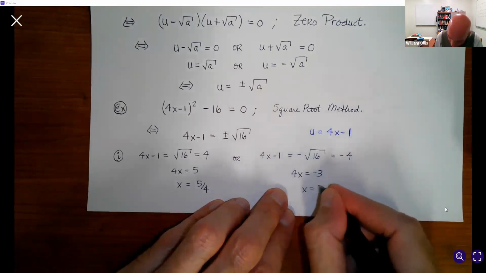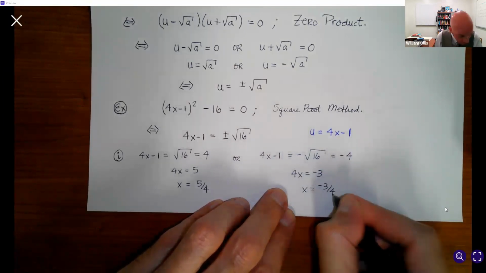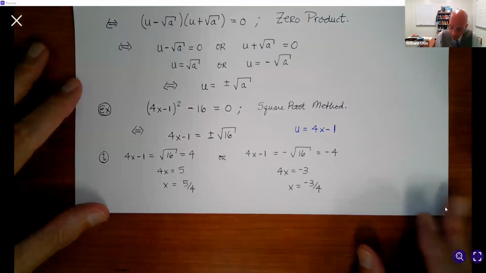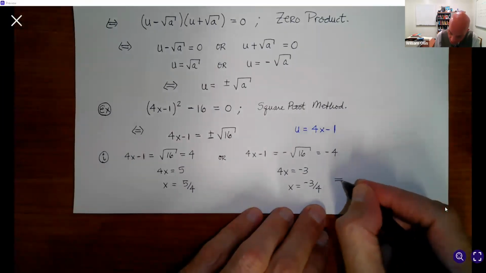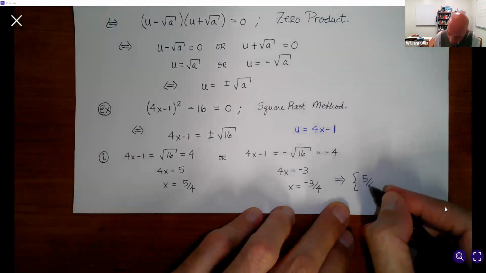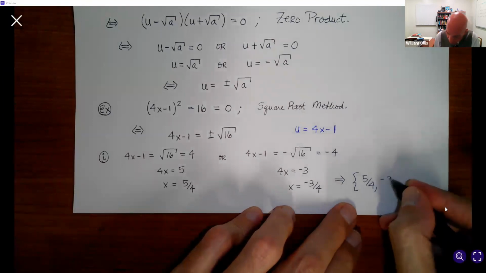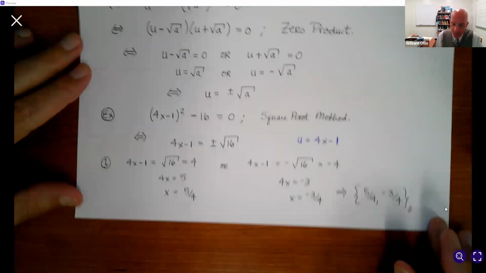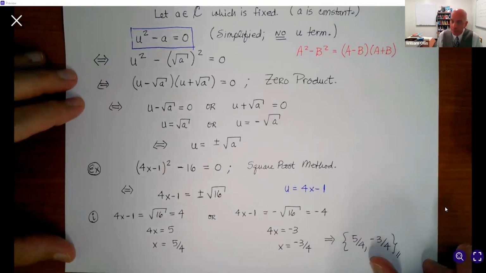So x equals negative 3/4. So now what we see, just like we had before, we can place these in the solution set: 5/4, comma, negative 3/4. So be vigilant about the square root method.